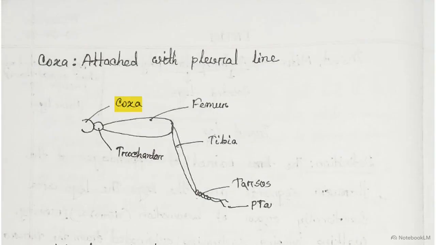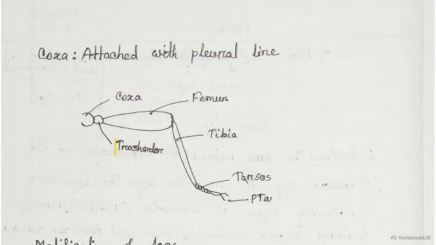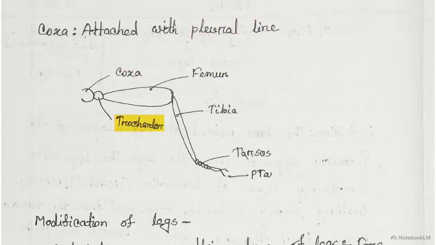The CX stands for the coxa, the sturdy basal segment attaching directly to the pleural line. The T is the trochanter. It acts as a small, specialized hinge joint connecting the coxa to the leg.